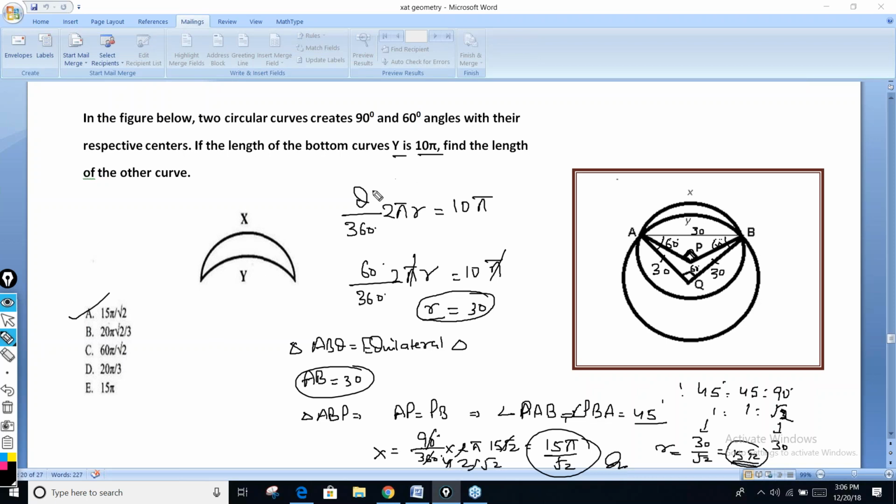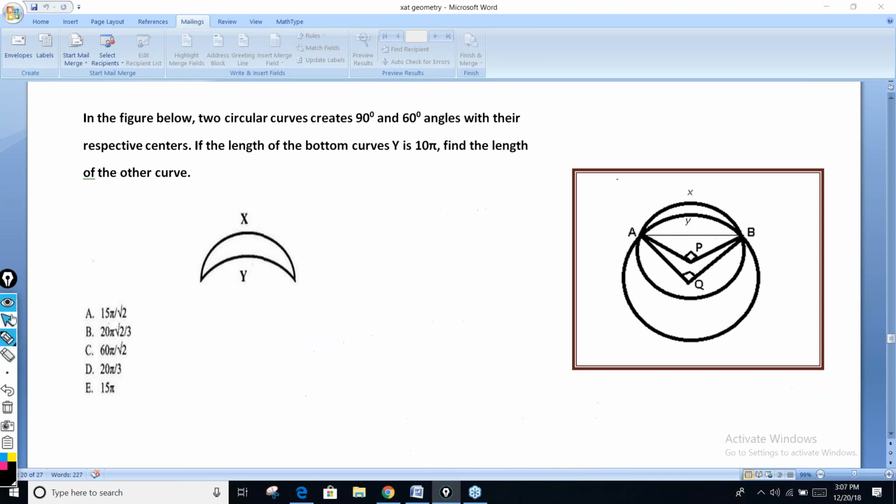So nothing, we need to just use this to get the value of the radius. The bigger radius is 30. Then we get the side. The side is also 30. With the help of the side, we get the radius. The second radius is 15 root 2. So if we have the radius and we have the angle, we can find the length of the curve. Come to the next one.